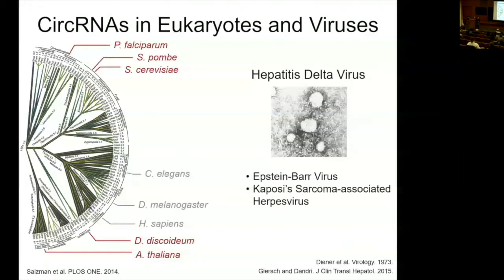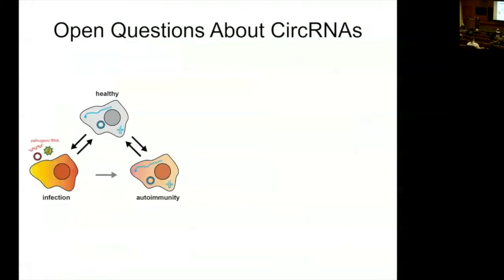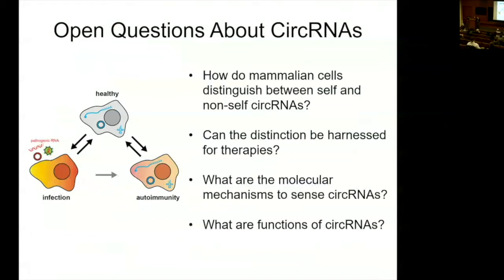So given that a healthy cell needs to maintain this vital balance between recognizing its own endogenous RNAs to prevent autoimmunity and recognizing pathogenic RNAs to prevent infection, we had several different questions, essentially circling around how do cells do this for circular RNAs? So that was our first question. How do cells distinguish between self and non-self circular RNAs?